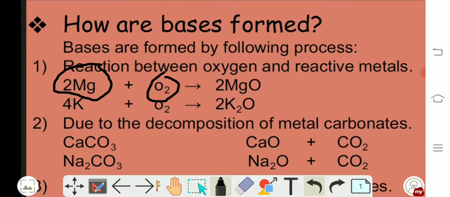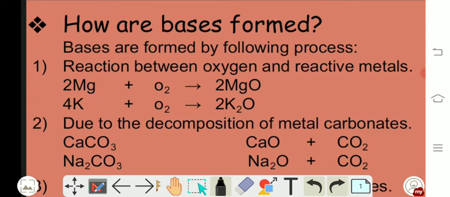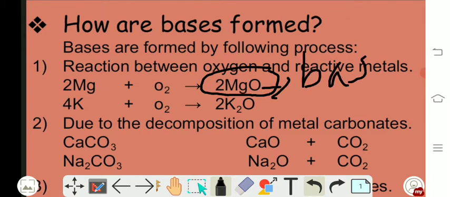My friends, I hope you have understood up to here. Now when magnesium reacts with oxygen molecule, then magnesium oxide is formed. So metal oxide is called base. Mg is metal and here is oxide, MgO. So when we combine magnesium and oxygen, magnesium oxide is formed, and this is called base.